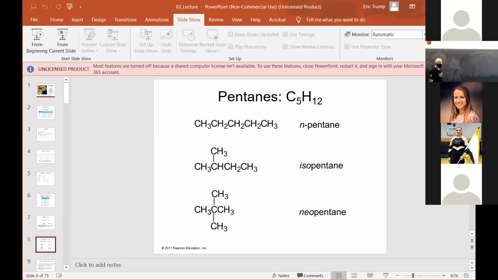And you really need the IUPAC system for larger alkanes. This wasn't too bad. We only have 3 isomers, and we can probably remember the common names. But when we get to 6 carbons, there's 5 isomers. When we get to 7, there's 9 isomers. So the number of isomers keeps going up. Let's go ahead and go through the isomers of C6H14.